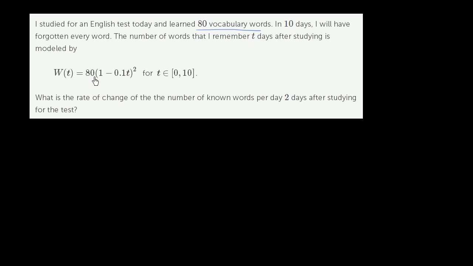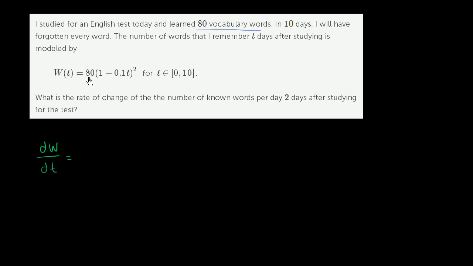So the key here is we come up with this equation for modeling how many words I've retained in my brain every day after I first memorized them, after I got the 80 of them into my head. And that's this expression here. And they want to know the rate of change 2 days after studying. Well, for the rate of change, I can take the derivative of this with respect to time. So let's take the derivative of the number of words I know with respect to time.